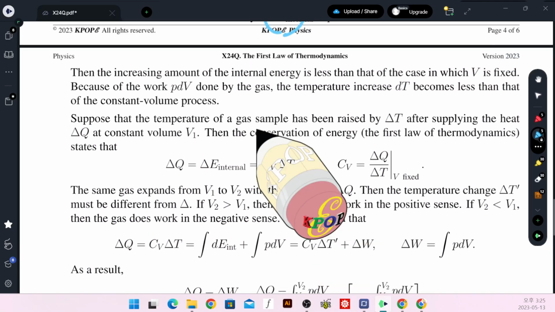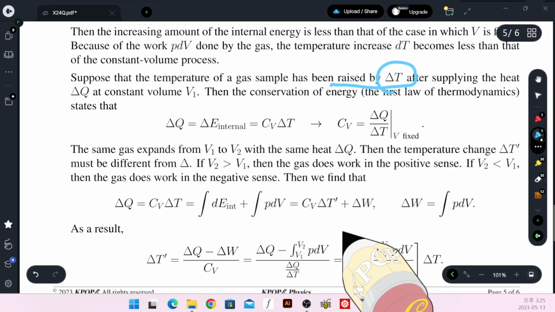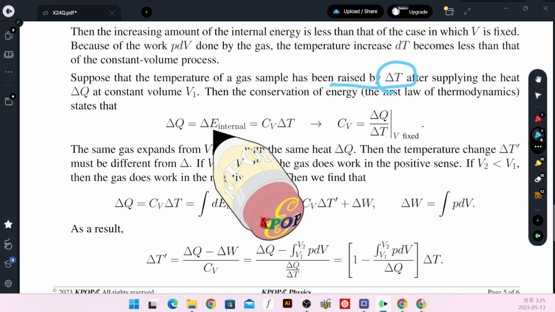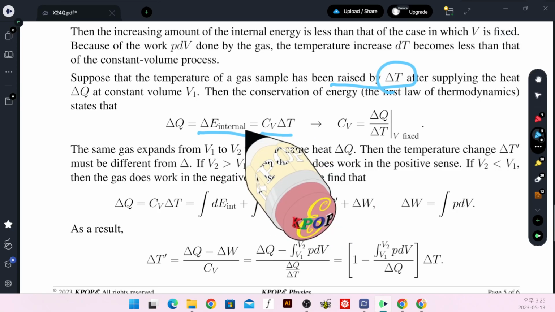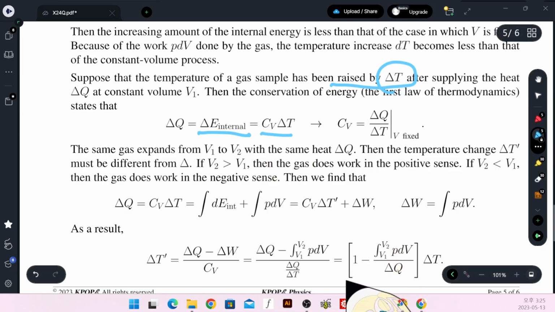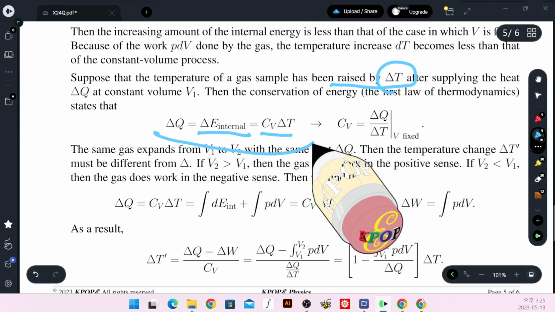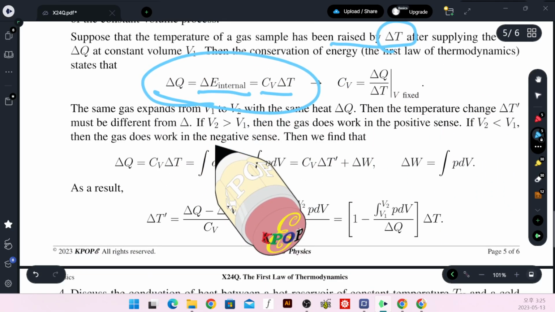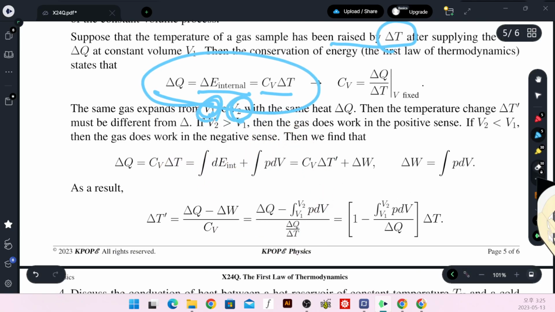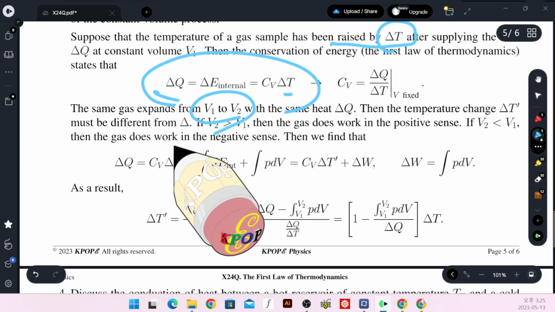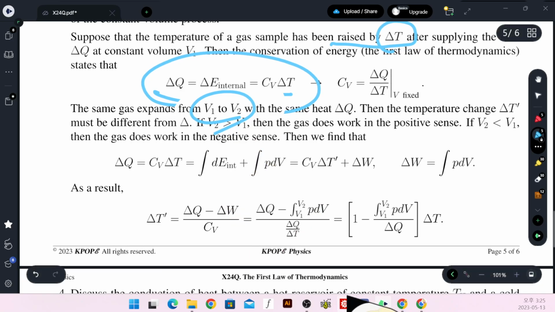Suppose the temperature of the gas sample has been raised by delta T. In that case, the internal energy of the gas has been increased by this amount. Then the conservation of energy, so that's fine. The same gas expands from V1 to V2. Now we have a different situation. Delta V is not zero anymore.